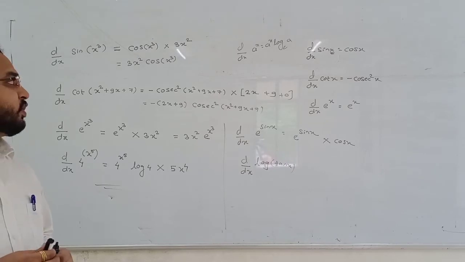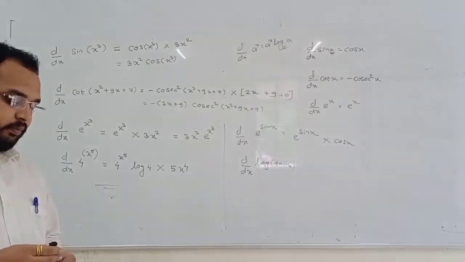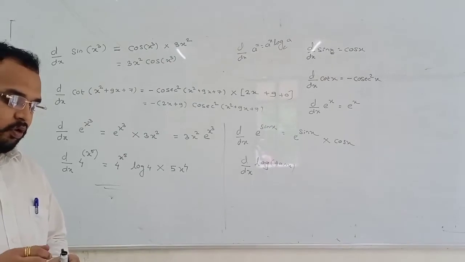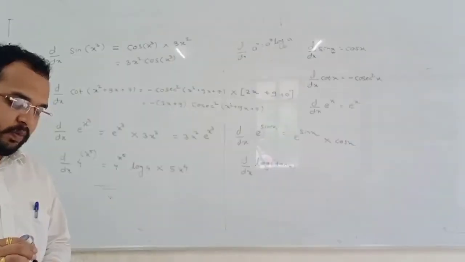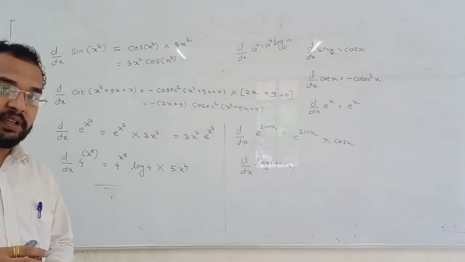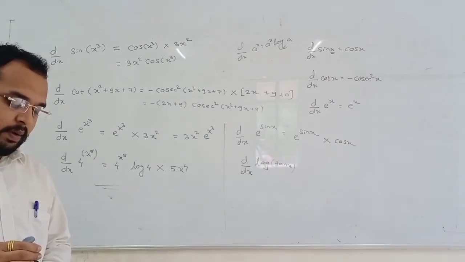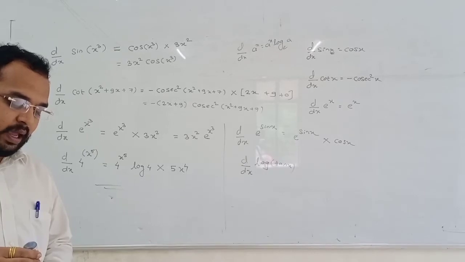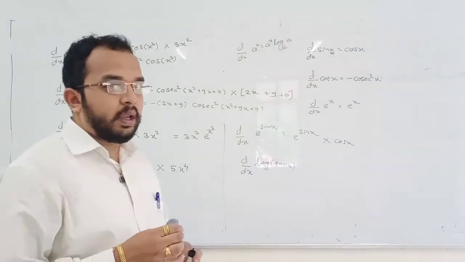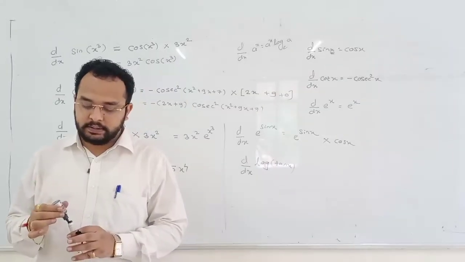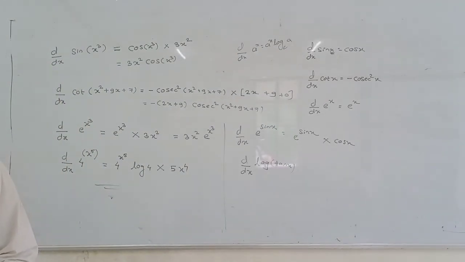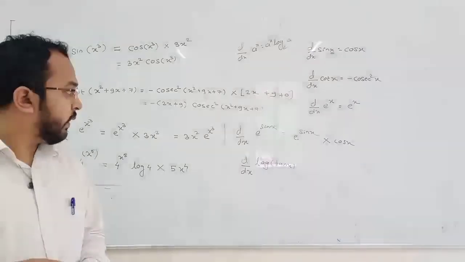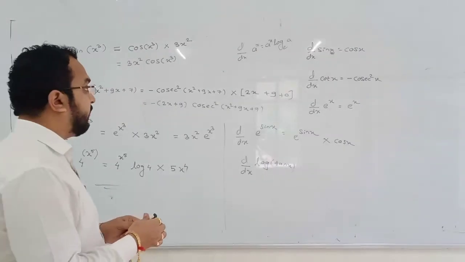So what is the differentiation of log something? Differentiation of log something is 1 upon something. We have already seen that differentiation of log x is 1 upon x. So differentiation of log something is 1 upon something. Here log of tan x is given.